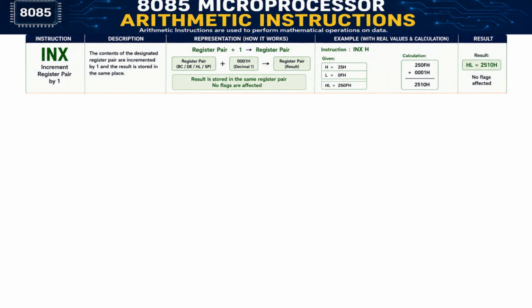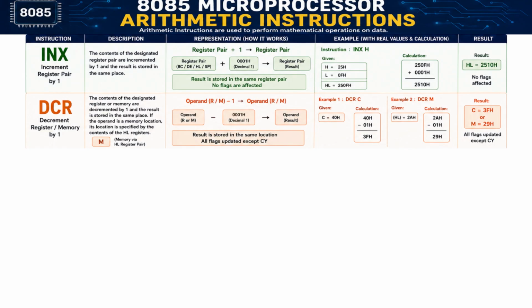Let's understand with an example. The instruction is INX H. Here H contains 25H, L contains 0FH, so together the HL register pair contains 250FH. After the addition of 0001, the HL register became 2510H.